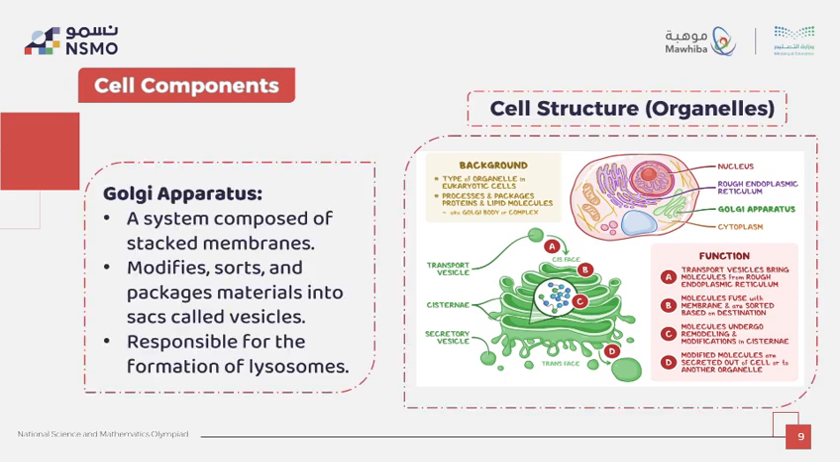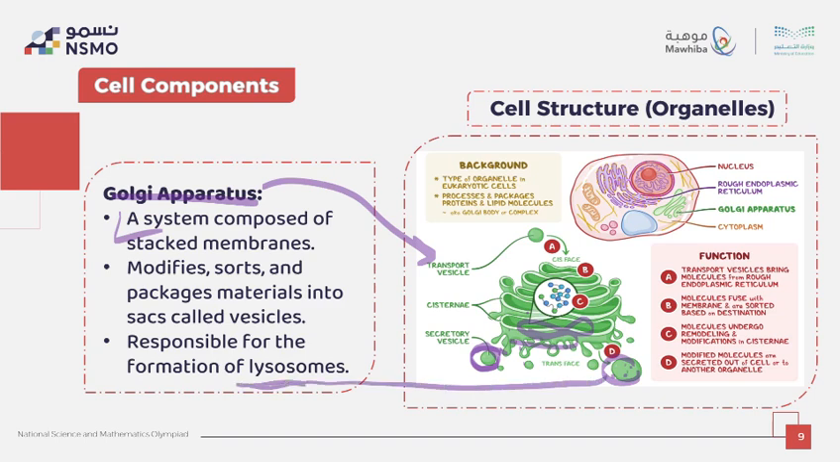The second organelle we'll talk about is the Golgi apparatus. See it in this figure. It's a system composed of stacked membranes. It modifies, sorts, and packages materials in sacs called vesicles. This is called vesicles. And these vesicles, after that, will form lysosomes.